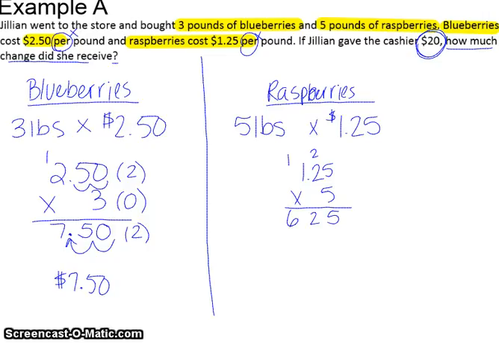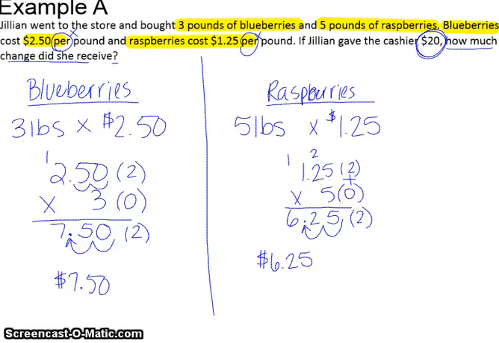So again, I need to count how many places behind my decimal. So I know I have 2 places here, and I have no places here. So 2 plus 0 is 2, so I know that I need to move my decimal over 2 places. So my raspberries cost me $6.25. Alright, so let's see if we answered our question.